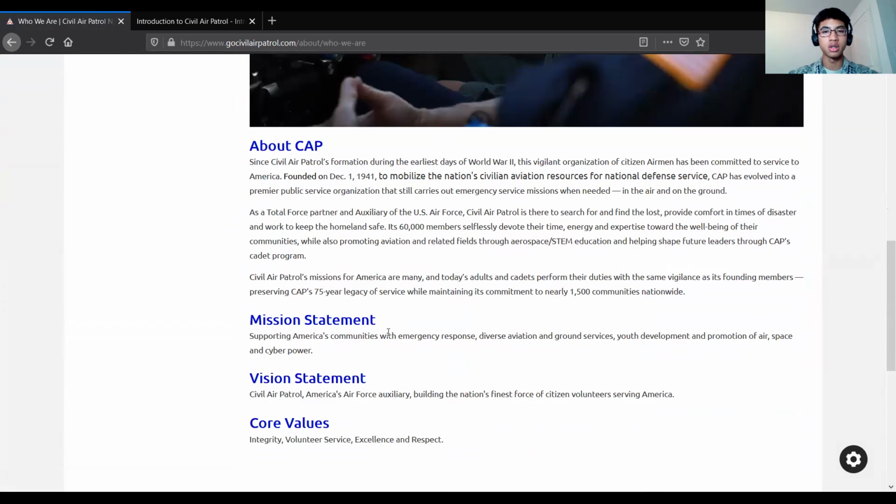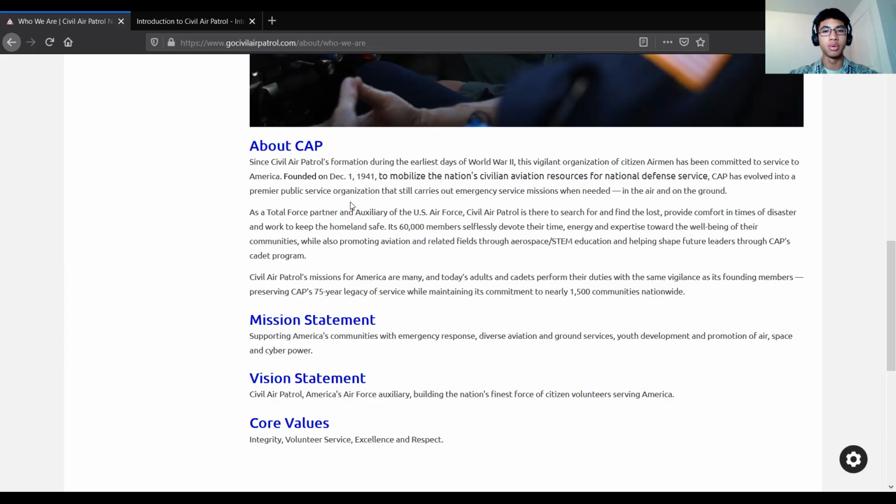Civil Air Patrol was founded on December 1st, 1941, 6 days before the attack on Pearl Harbor, which occurred on December 7th, 1941. The initial intent for Civil Air Patrol was to mobilize the nation's civilian aviation resources for national defense. However, in the nearly 80 years that Civil Air Patrol has been around, because of the changing times and changing needs of the country, Civil Air Patrol has evolved into a premier public service organization.